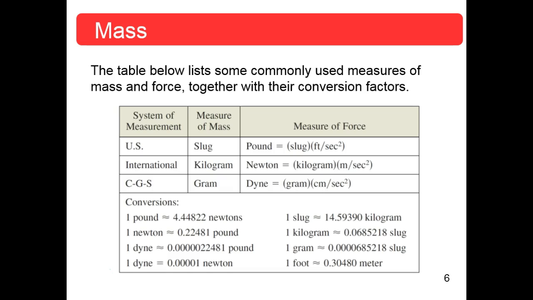No one uses it. International is kilogram, CGS is gram. Frankly, this book is on CGS. Most people don't use CGS anymore. The force would then be a pound. That's what we use in U.S. customary. We never measure mass.